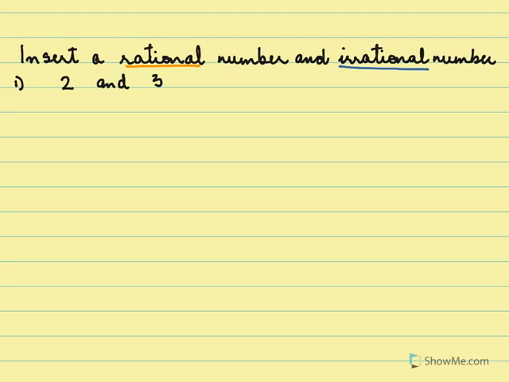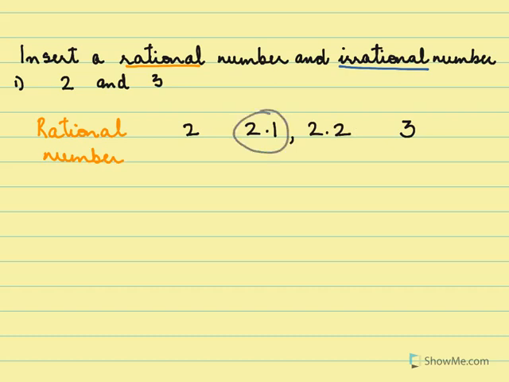Find a rational and an irrational number between 2 and 3. So first we'll go ahead and find the rational number between 2 and 3. So I have 2 here and I have 3 here. I have to find a rational number. So that could be, it's quite simple, like 2.1 or 2.2. All these are rational numbers between 2 and 3.